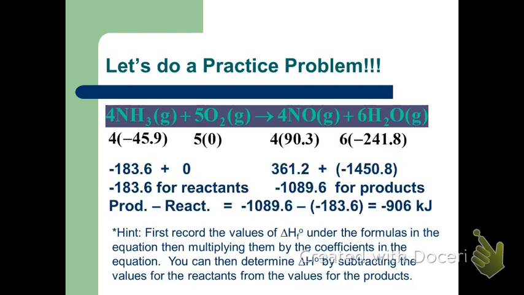I got 183.6 plus 0, 361.2 plus that. I got negative 183.6 for the reactants, negative 1,089 for the products. And then you go products minus reactants. I got negative 906 kilojoules. Did I do it right? What do you think? Did I do it right?